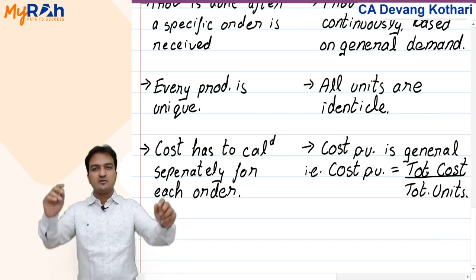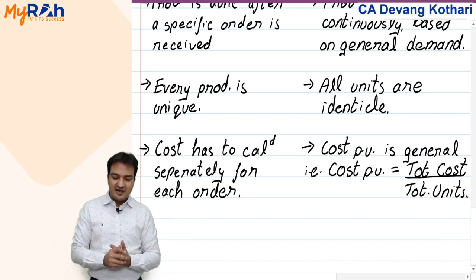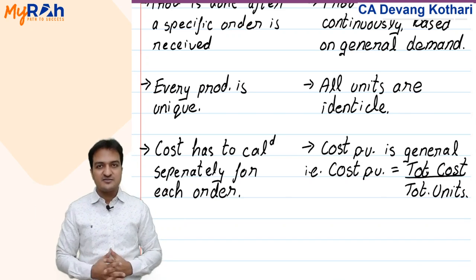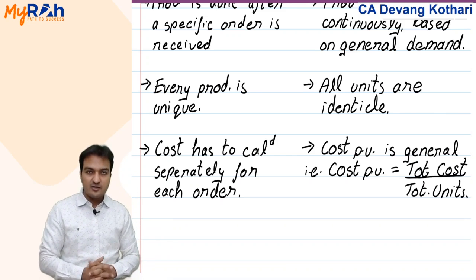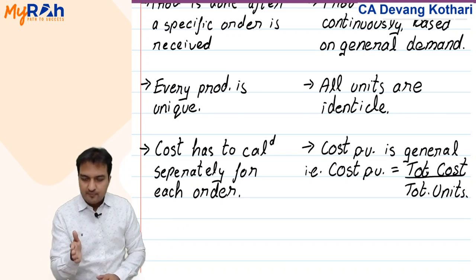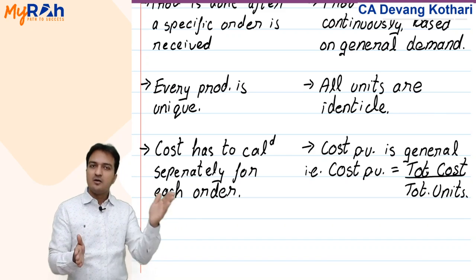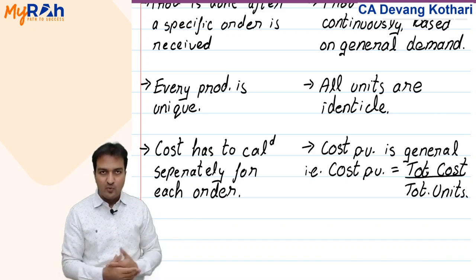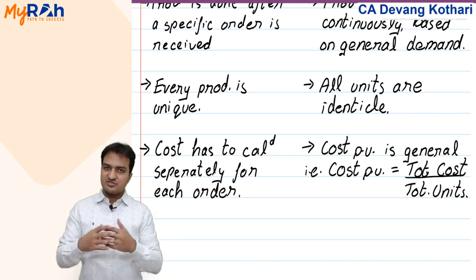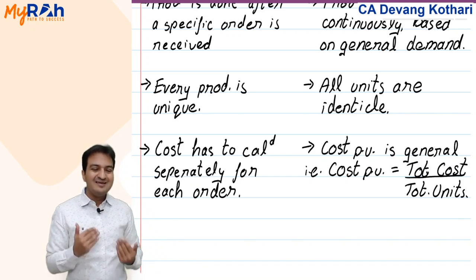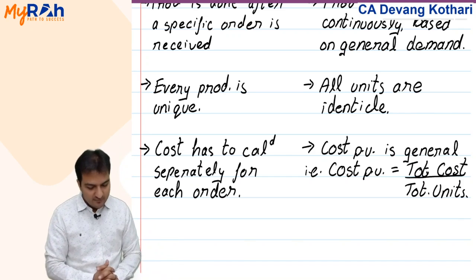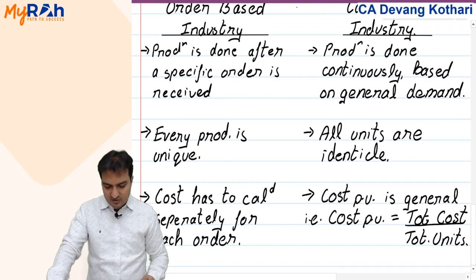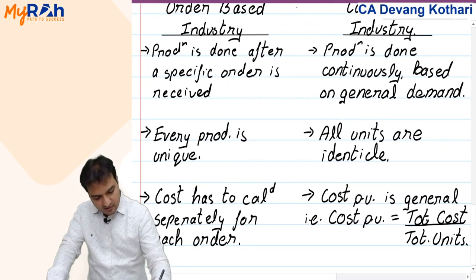Cost has to be calculated separately for each order. That is the main specialty here. Now, certain chapters in our syllabus will be falling under order-based industry. Certain chapters in our syllabus will be falling under continuous industry. I will show you the summary of all chapters in a while, so that you will understand what all chapters we have and what will be learned in which chapters. But as of now, I hope you understand this difference: what is order-based industry versus continuous industry.